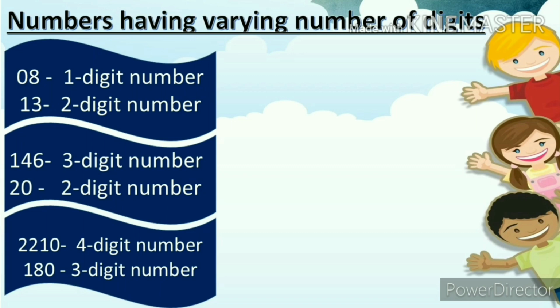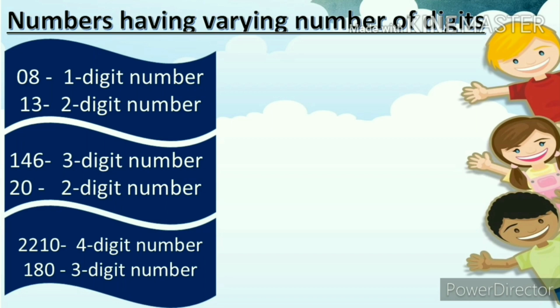In the first case, we'll compare numbers having varying number of digits. So, look at example 1. It is the number 8 and the number 13. 8 is a 1-digit number and 13 is a 2-digit number. In the second example, we can see a comparison is to be made between a 3-digit number and a 2-digit number. Similarly, in the third example, 2210 and 180, it is a comparison to be made between a 4-digit number and a 3-digit number.